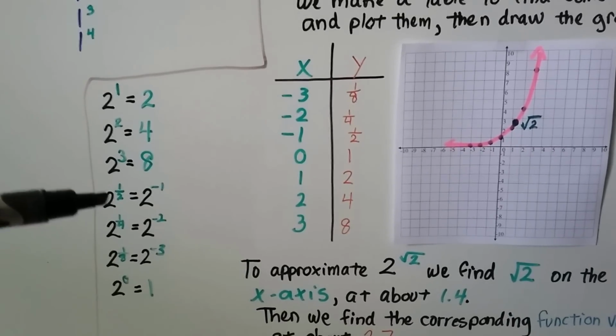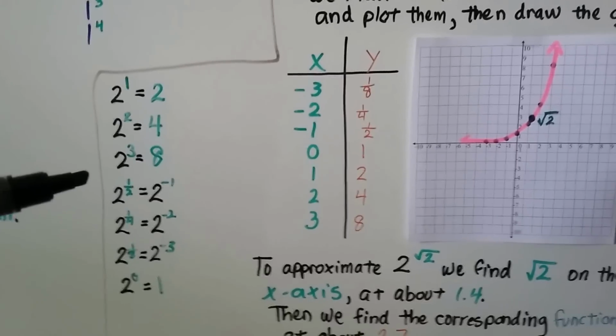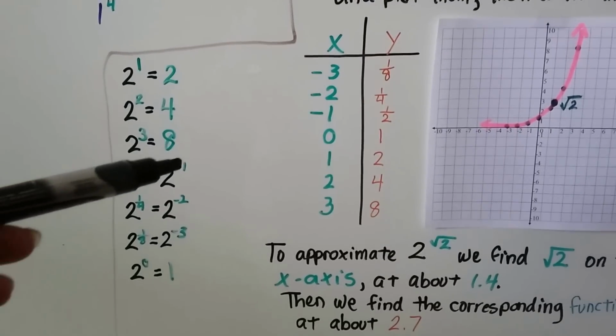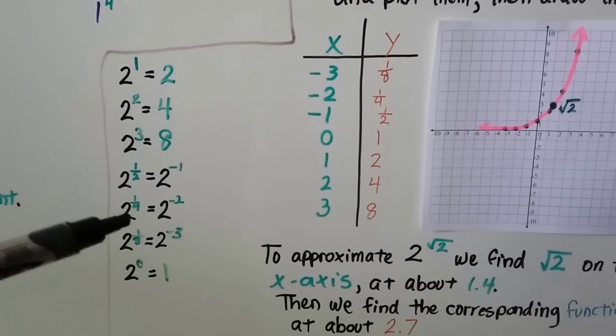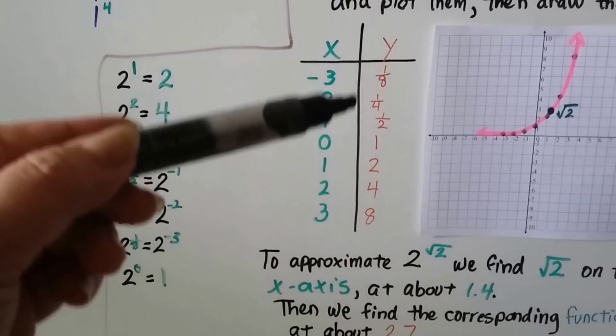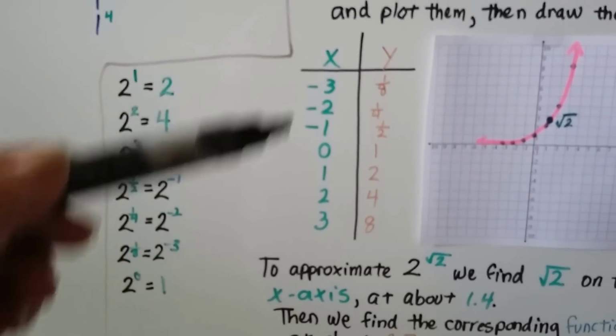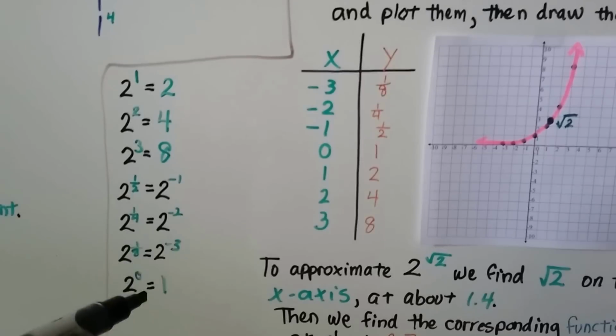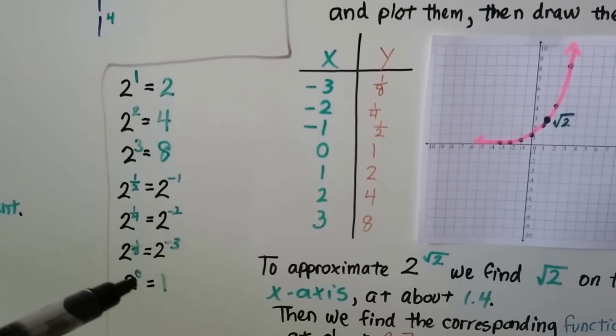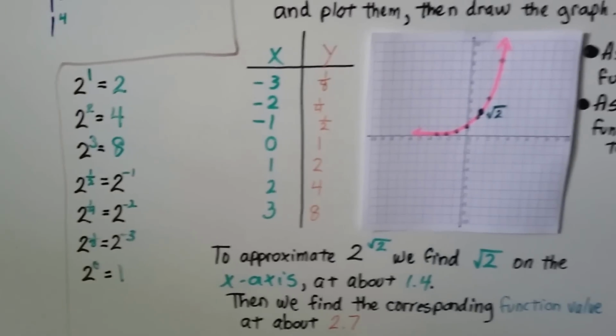And if it's 2 to the negative 1, that's 1/2, isn't it? When we have a negative exponent, it's a fraction. So 2 to the negative 2 power would be 1/4. We'd have, see that? 2 to the negative 3. 2 to the 0 power equals 1. Anything to the 0 power exponent is a 1.